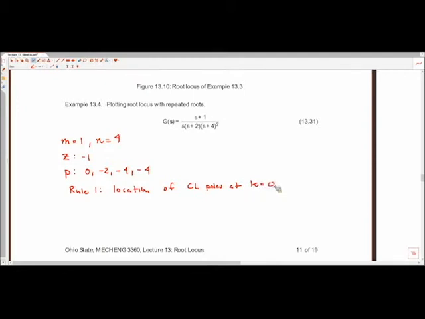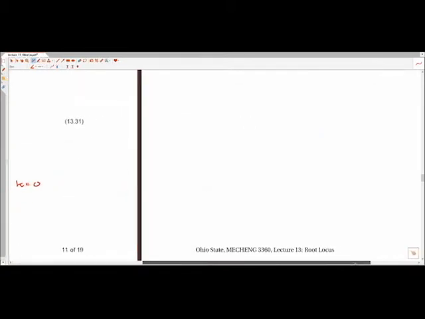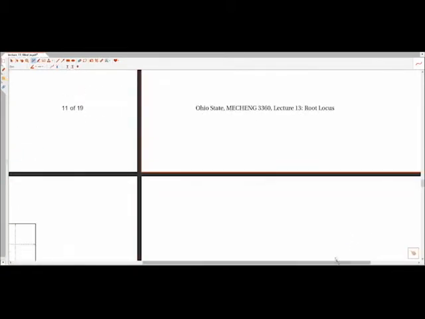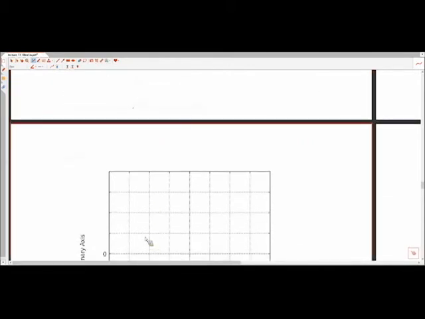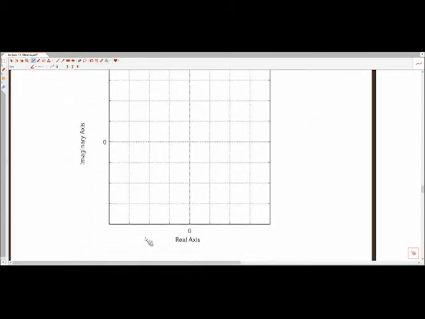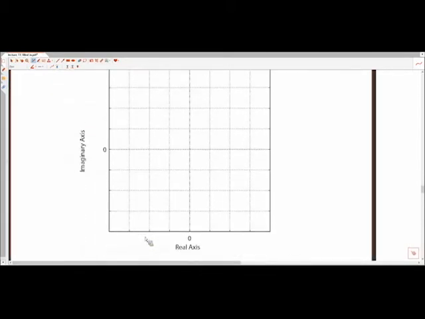Okay, so rule 1 is associated with the location of the closed loop poles at k equal to 0. Okay, so an appropriate set of axes for this example, 2, 4, 6, 8.